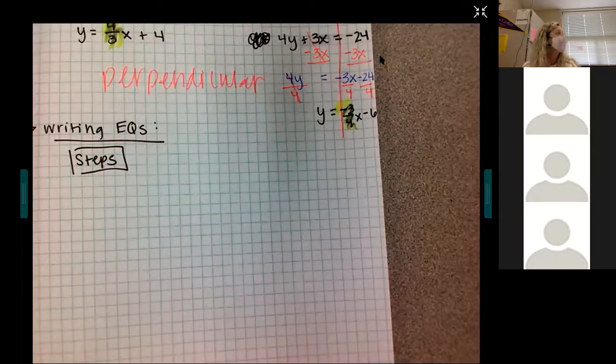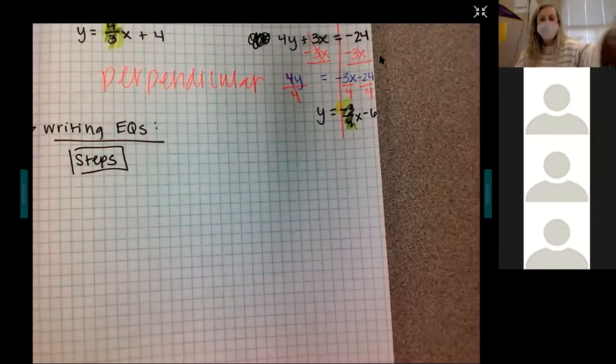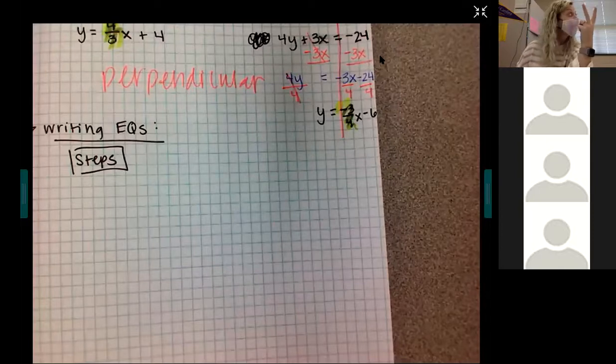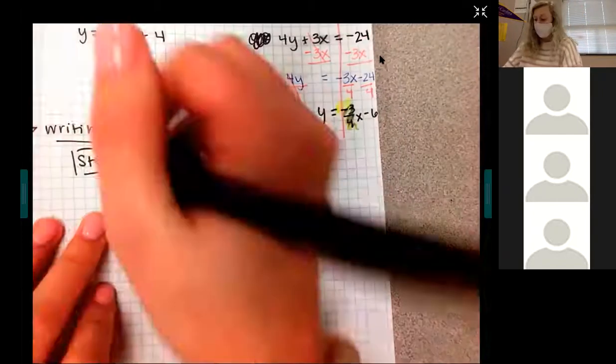All right, writing equations. What two things do we need to know to write the equation of a line? If y'all don't answer this, I'm going to be so upset. Mx plus b. What's the m? Slope. And what's the b? Base, or y-intercept. Okay, all right. I'm just making sure y'all are with me.